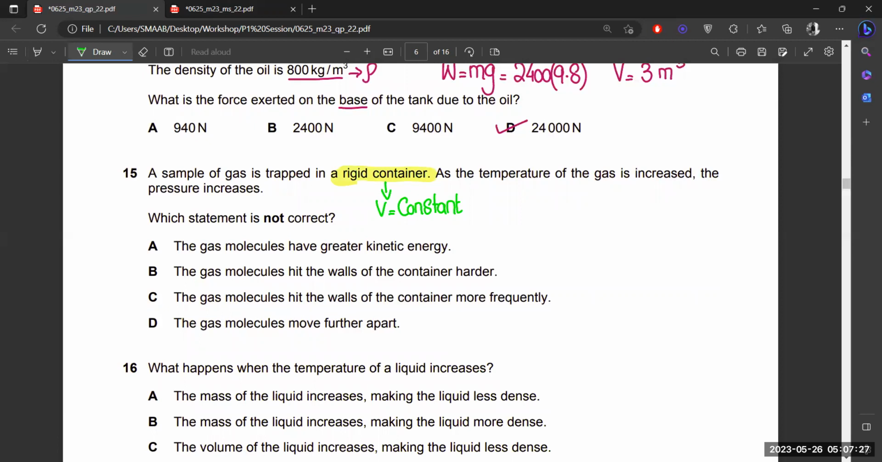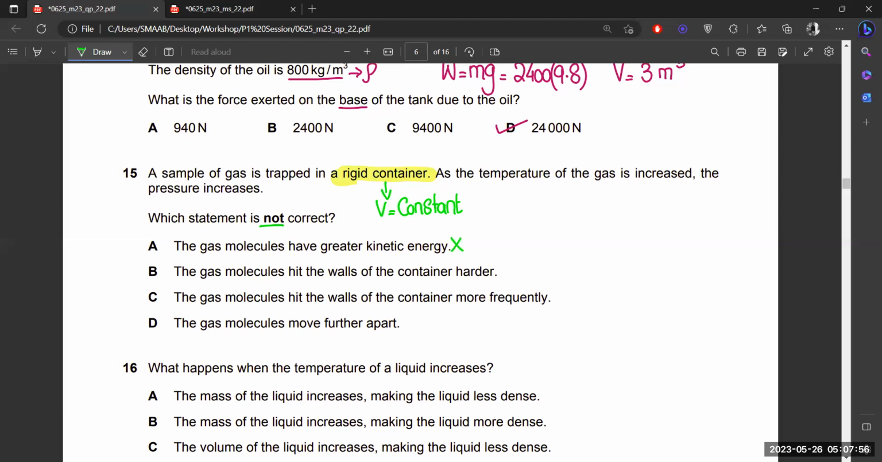So as the temperature of the gas increases, the pressure will increase. We know the concept: pressure is directly proportional to temperature if volume remains constant. Which statement is not correct? We need to focus on the word not. Let's check out the options. The gas molecules have greater kinetic energy. Kinetic energy is due to motion of a body. If motion increases, so volume will increase. So option A is not a right choice.